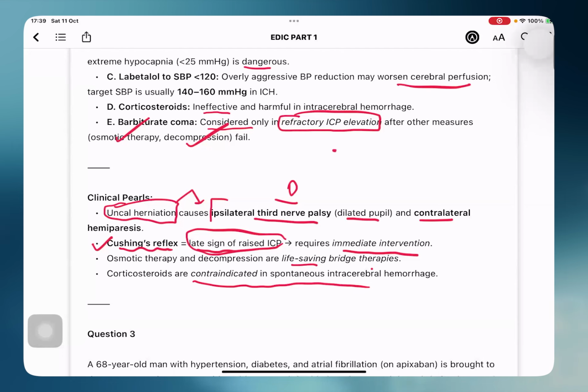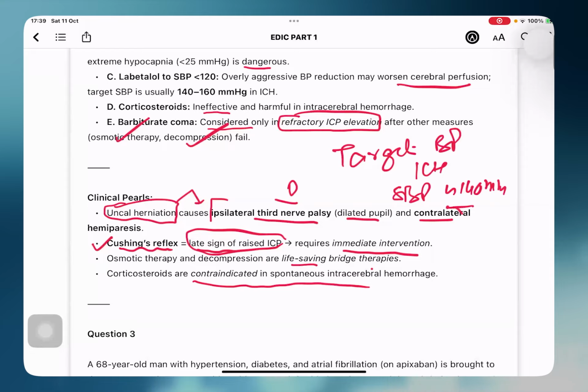So, what are the targets of BP in ICH? They are a systolic BP of around 140, and CO2 levels of around 35. So we don't go below 25 in any case. All right.